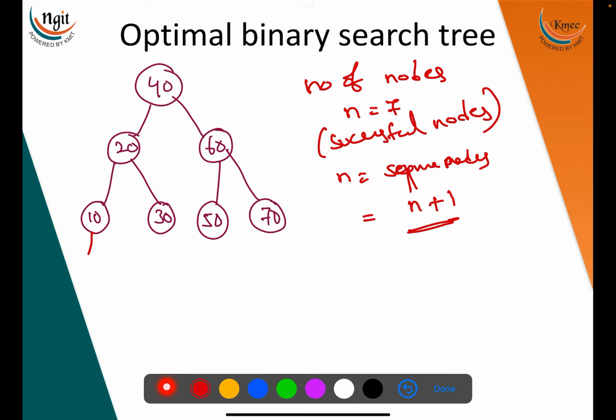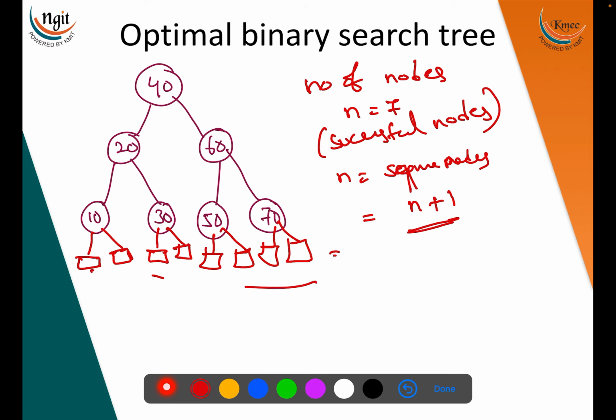You can draw here. 10 can have 2 dummy nodes. 30 can have 2 dummy nodes. 50 can have 2 dummy nodes. 70 can have 2 dummy nodes. So calculated, it will be n plus 1. So total it is 8. Now, from this what we have to understand is successful search, unsuccessful search, successful number of comparisons, unsuccessful number of comparisons, always it will be n plus 1.